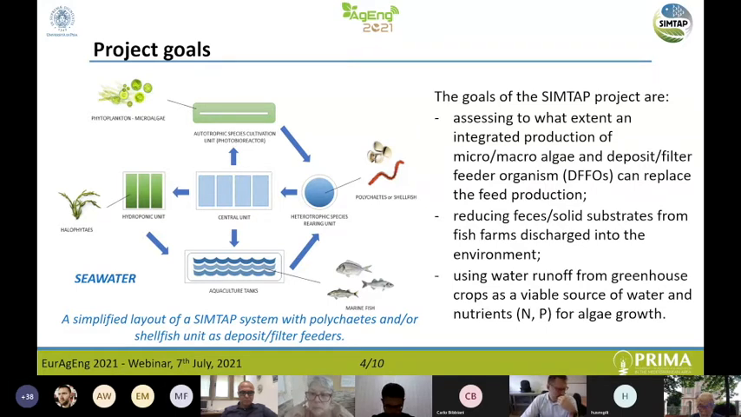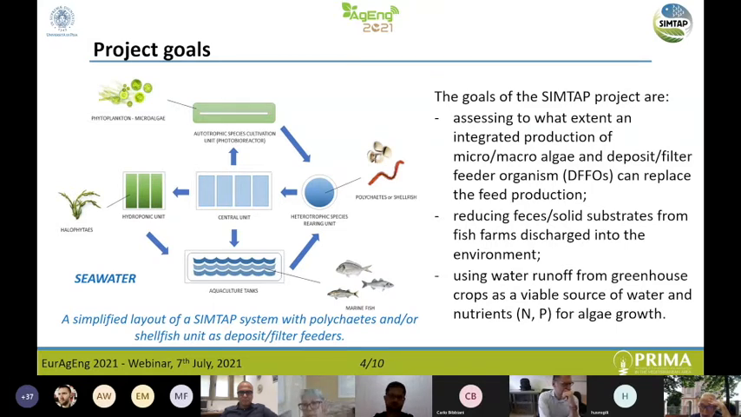Other goals of SIMTAP are the reduction of waste material originating from the aquaculture system and discharged to the environment, for instance, wastewater, and the use of water runoff from greenhouse crops, which is still rich in mineral nutrients, for instance, nitrates and phosphates, and can be used for algae culture in photobioreactors.